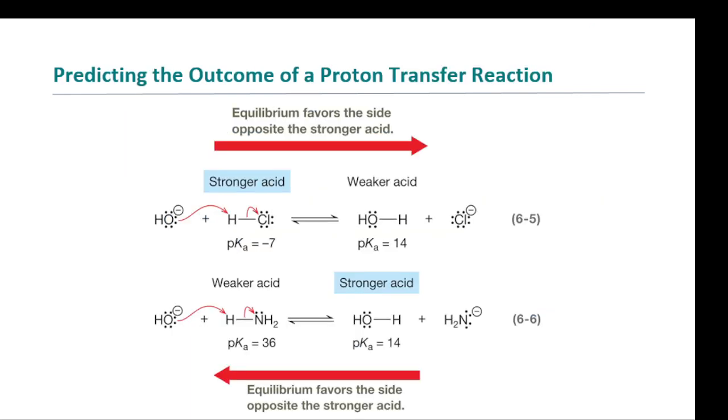All right. So let's predict the outcome of a proton transfer. So what are you always going to trend towards? Do you trend towards the stronger acid and base or the weaker acid and base?